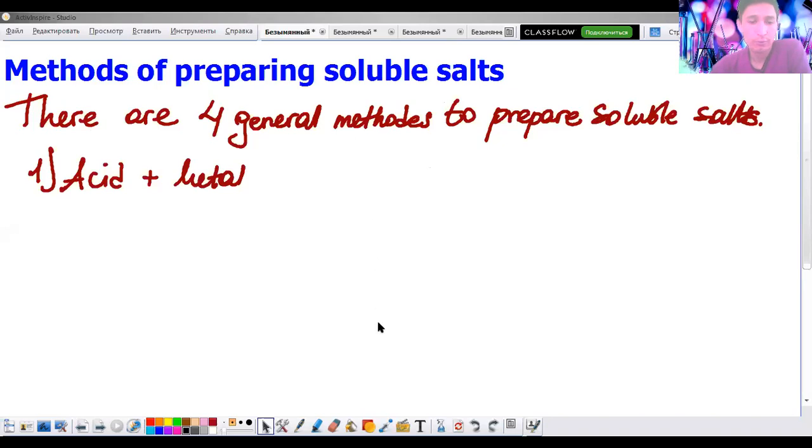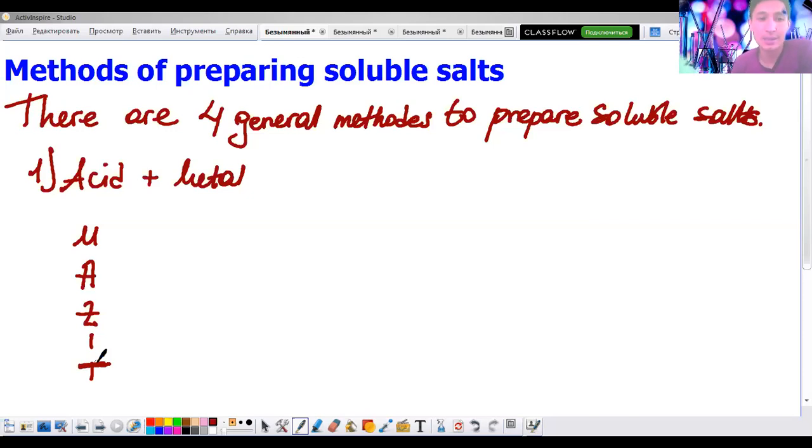First is acid plus metal. Here you can use any acid. And which metal do we need to use here? We need to use the metals of the MAZIT series. It's important to remember it, MAZIT. Here we need to use the less reactive metals, because it would be dangerous to put very reactive metals like sodium into acid.